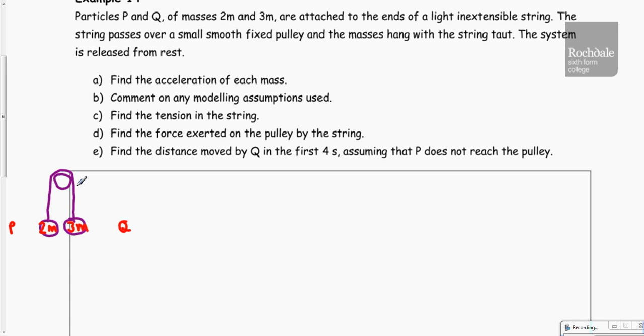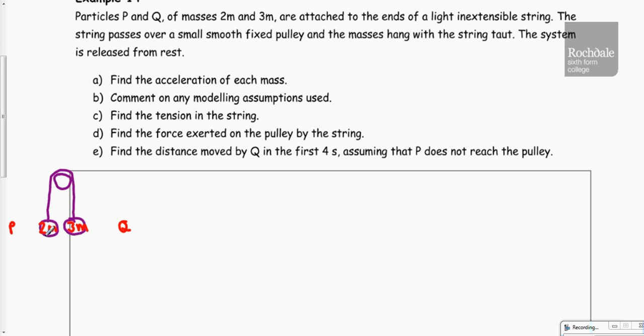This pulley at the top is smooth. What that means is that it doesn't create any tension. And so the tension on one side will be the same as the tension on the other side in this string. So that's the answer to part B. Make sure you learn those modelling assumptions from chapter 1.